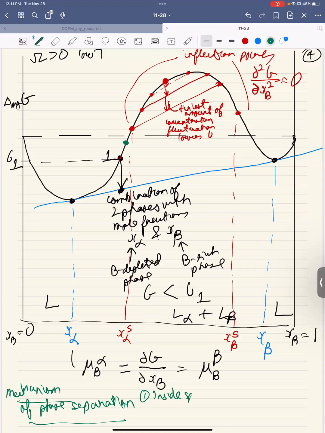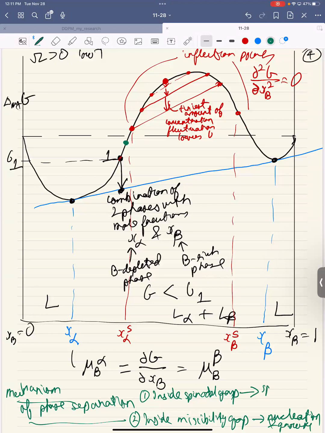inside the spinodal gap versus inside the miscibility gap will be different. Outside the miscibility gap, there is no phase separation, right? This means nothing. You're going to exist as a single phase. Only inside these two does phase separation happen. Outside the spinodal gap but inside the miscibility gap, you have what is known as nucleation and growth. And inside the spinodal gap, you have what is known as spinodal decomposition.